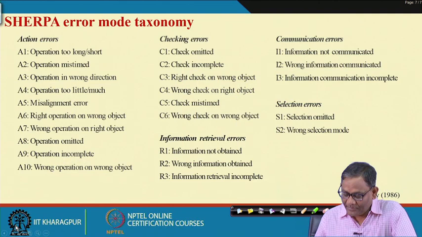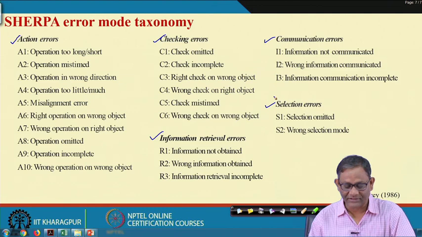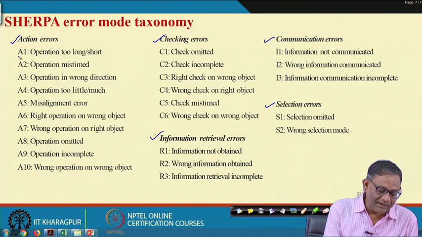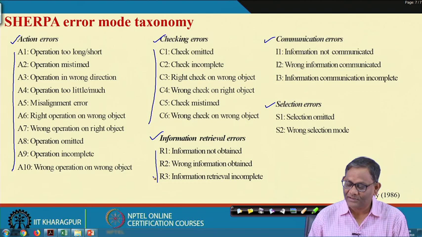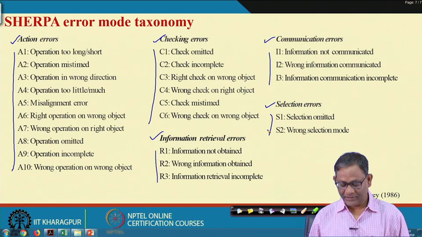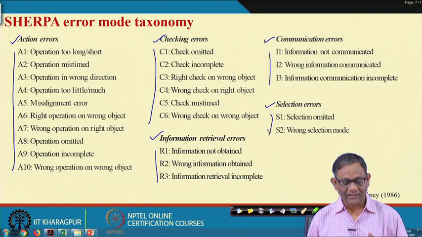Sherpa taxonomy, error taxonomy, has action error, checking error, information retrieval error, communication error, selection error. So, five types. Again, under action errors, 10 different errors are given, under checking error 6, under retrieval error 3, communication error 3, and selection error 2. So, it is more or less sufficient. When you see any task people are doing, elemental task, you will find out that the error will fit to either one or more of the different types.